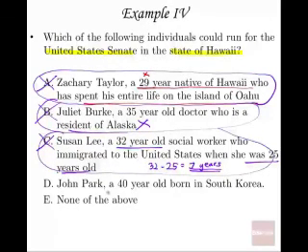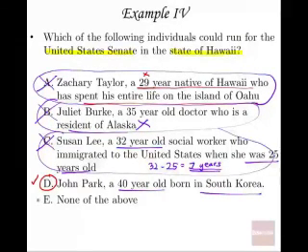What about John Park, who is a 40-year-old born in South Korea? Let's say that's all we know about this person. Well, what if he came to the United States much earlier on, could have been naturalized, could have lived in the United States for 9 years? So he could possibly, we don't have enough information, so D is the correct answer.